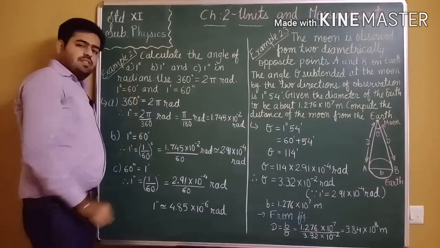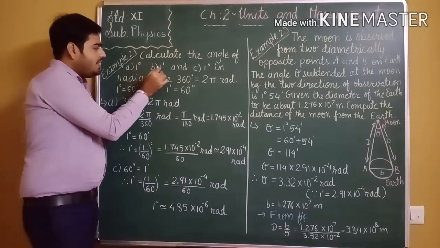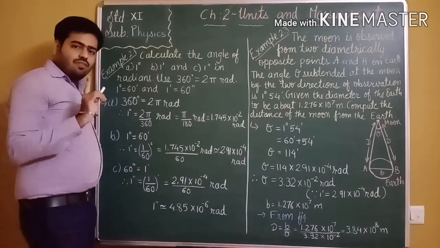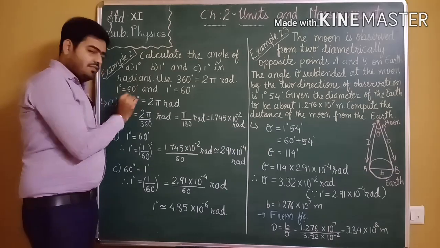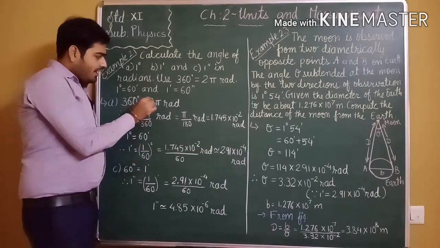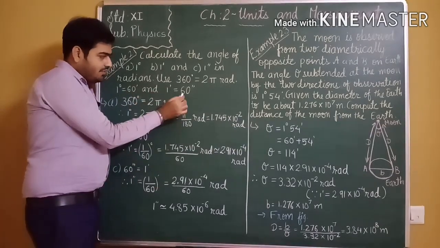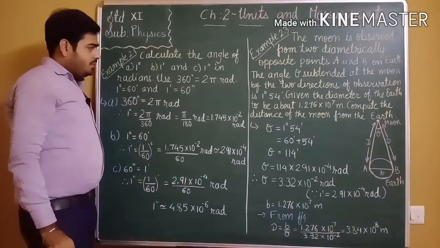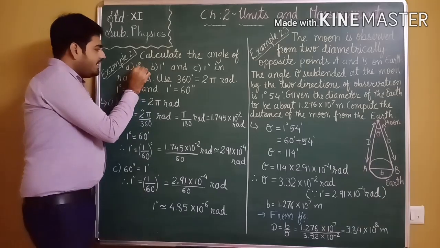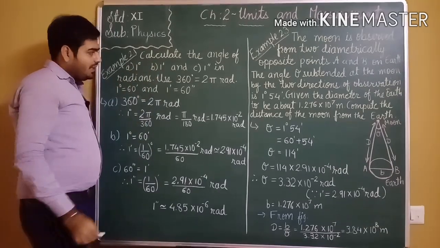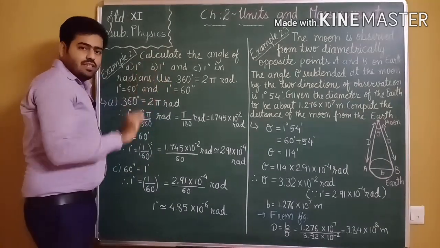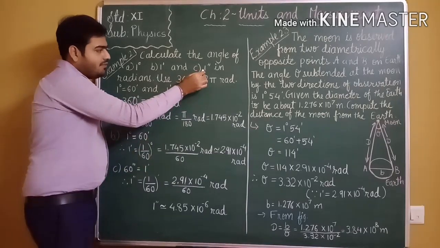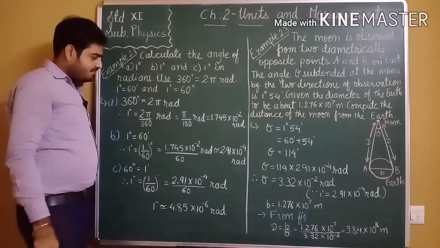1 degree is equal to 60 minutes. The relation between degree and minute is given to us. 1 degree is equal to 60 minutes, and 1 minute is equal to 60 seconds. So first of all we will convert degree into radian, then we will convert minute into radian, and after that we will convert second into radian. Okay.